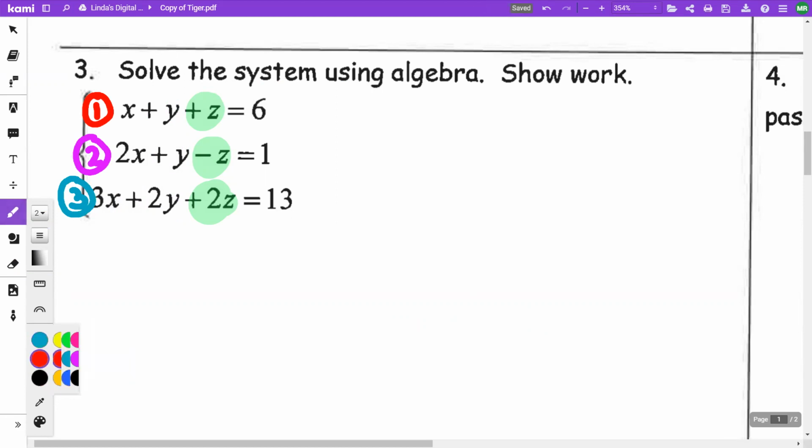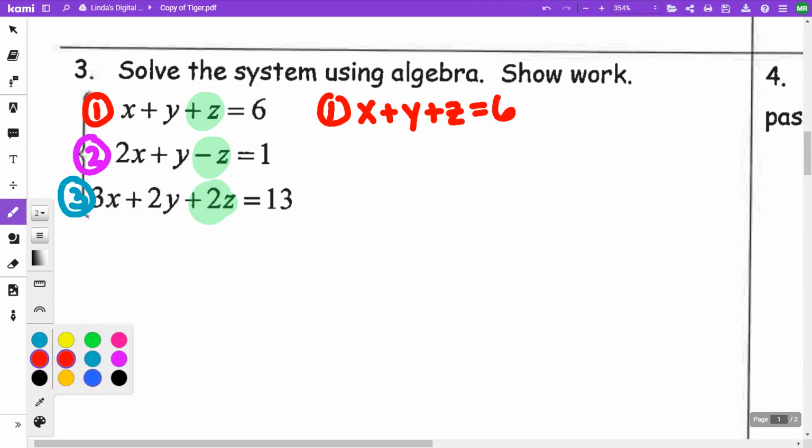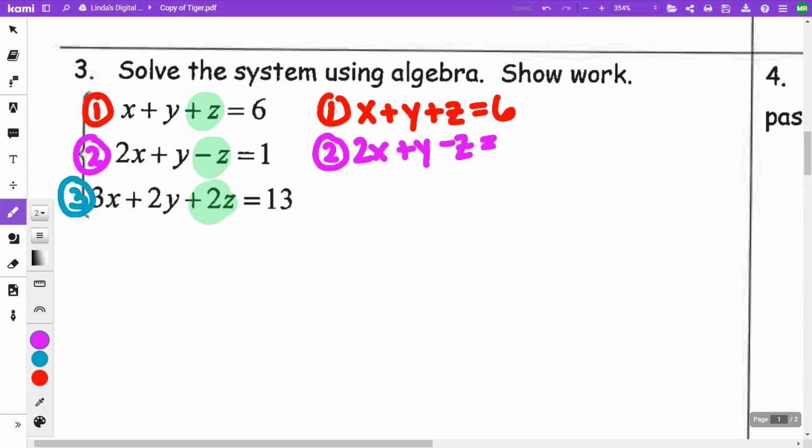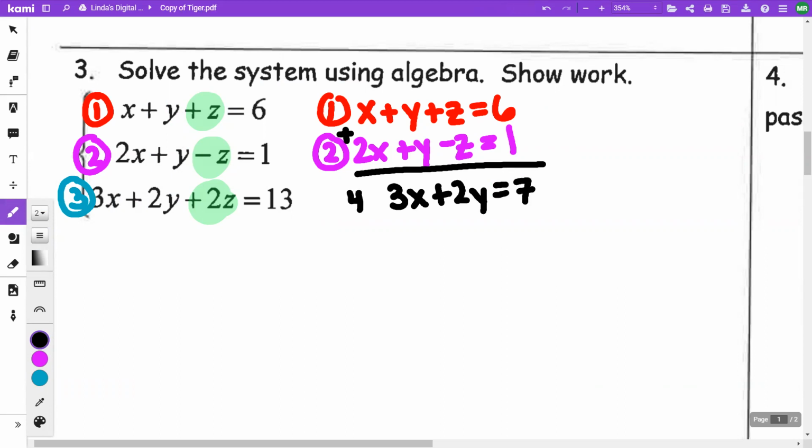And I'm going to start by taking 1, which is x plus y plus z equals 6. And I'm going to be adding it with equation 2, which is 2x plus y minus z is equal to 1. I'm going to add these up, and I'm going to get 3x plus 2y is equal to 7. I'm going to call this one equation 4.